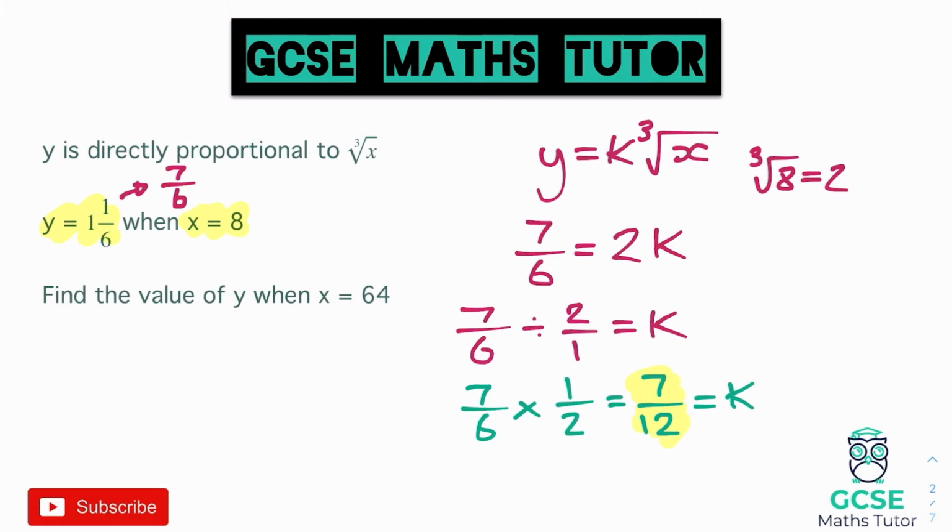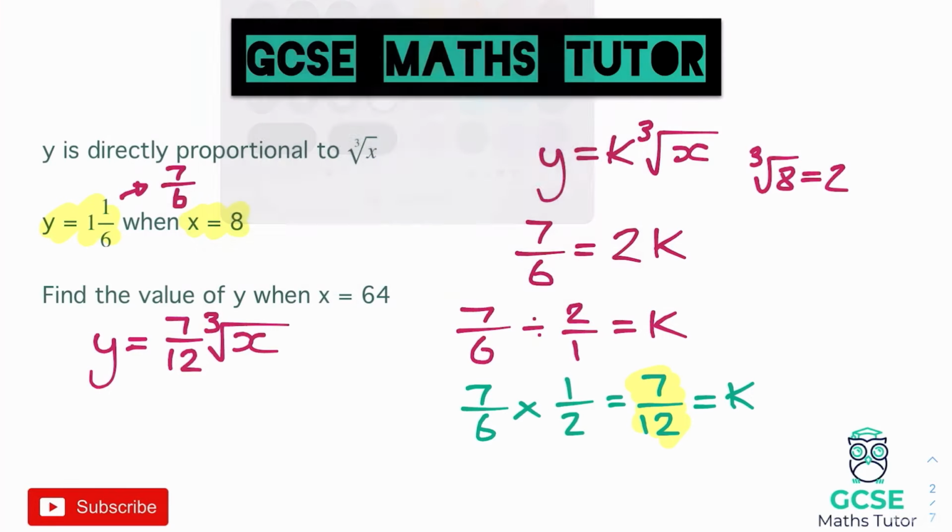Moving on to our next step then. Now we've got our value of k. We just need to put that back into our formula. So our formula is y equals k lots of, and now we know that k is 7 over 12, we can put that in. So y is 7/12, and then the cube root of x. And there we go, there's the formula that we're going to use.